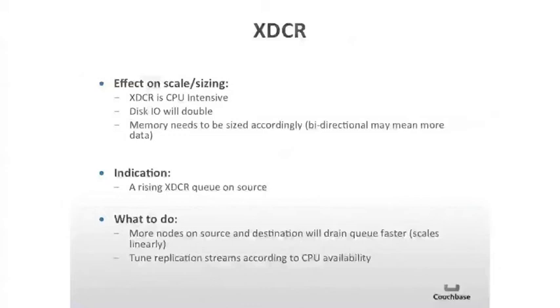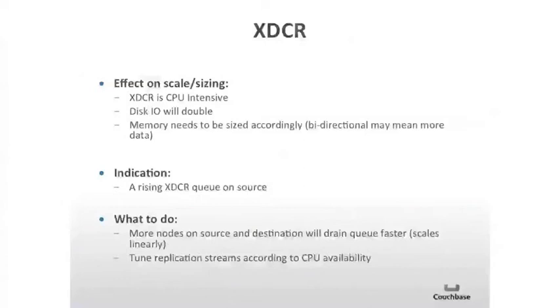It's fairly easy to see the rising cross-data center replication queue within the bucket metrics. And so if that's growing or if that's larger than you really are comfortable with it being, adding more nodes will parallelize that more. All of the cross-data center replication is sent in parallel from the source, received in parallel on the destination, and so more nodes in both places will increase the speed at which we can do that.